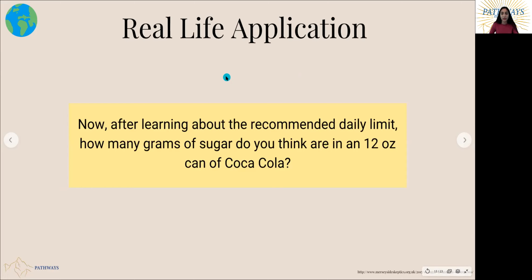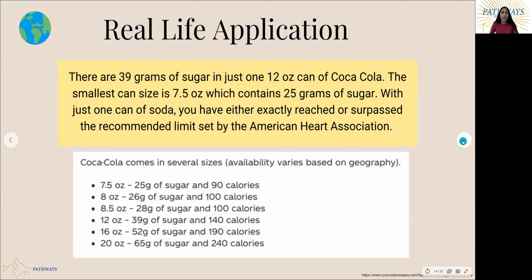How many grams of sugar do you think are in a 12-ounce can of Coca-Cola? I'm going to give you a few seconds to think about it, maybe jot down an answer. So there are actually 39 grams of sugar in just one 12-ounce can of Coke.